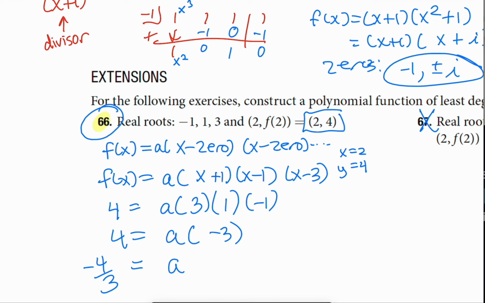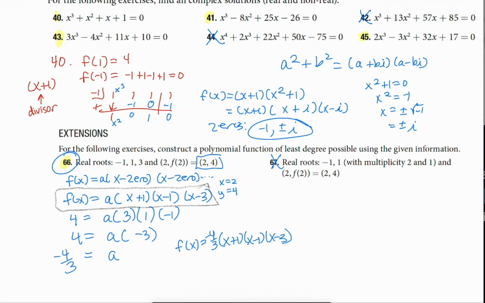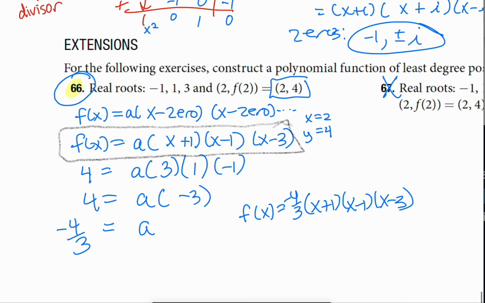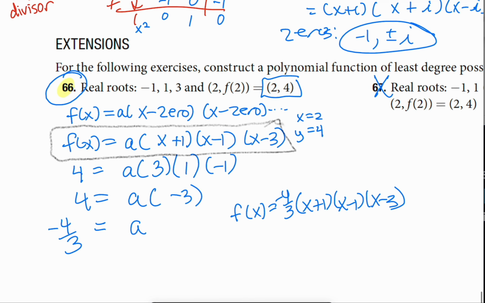So all you have to do is put our a value back in, and then we're done. So our function is -4/3 times x plus 1 times x minus 1 times x minus 3. Now, if you did want, that is a polynomial if you were to multiply it all out. I do not need it to be multiplied out. And that is one like that, okay?